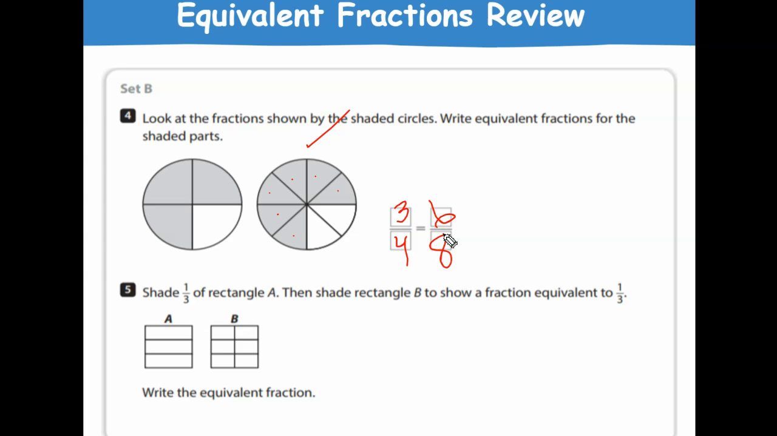Here it says shade 1/3 of rectangle A. Got it. I'll do that. 1/3. So I have 3 sections on letter A. How many am I going to shade in? It says 1/3. How many am I shading in? 1. Look at the numerator. The numerator is 1, right? So 1 out of 3. I'm only going to shade 1.